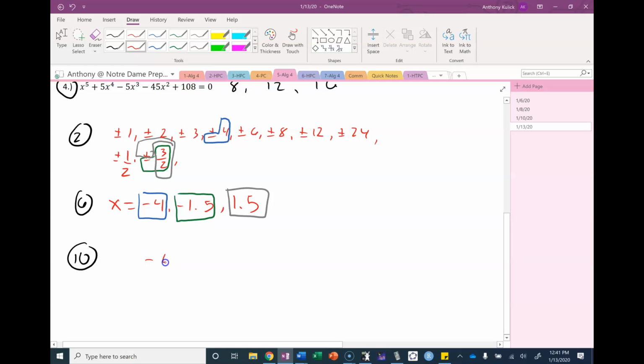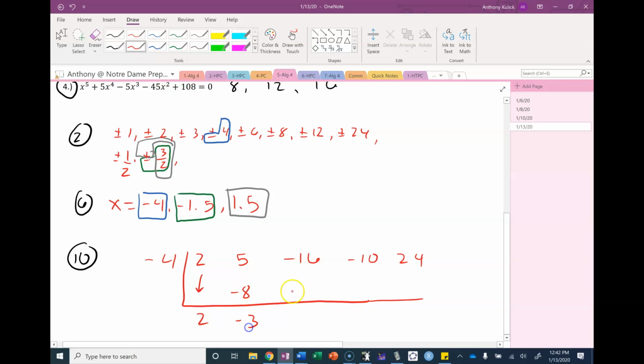Probably the negative 4. Yeah, because it's a whole number. It just makes the arithmetic a little bit easier to cope with. That's the best reason why I would start with negative 4 here. So I'll go ahead and do my synthetic divisions.